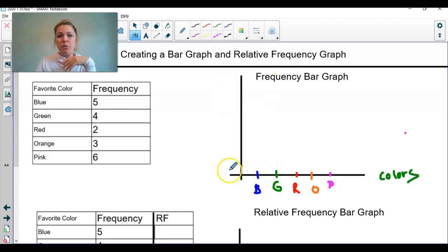Okay, now on this y-axis, we're going to put the actual frequency. So when I decide how I want to scale this, I want to look at the min and the max and decide, do I want to go by 1s, 5s, 10s? What do I want to do? So our minimum is right here at 2 and our maximum is at 6. So it would make sense to go by 1s. 1, 2, 3, 4, 5, and 6.